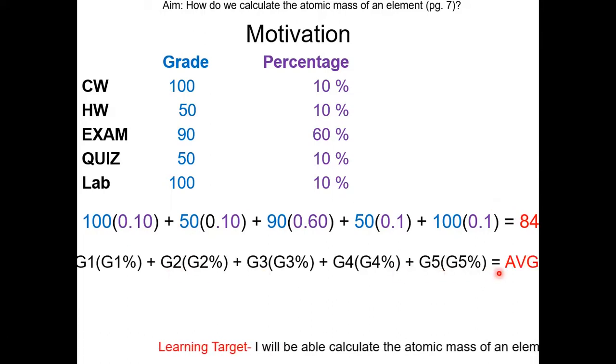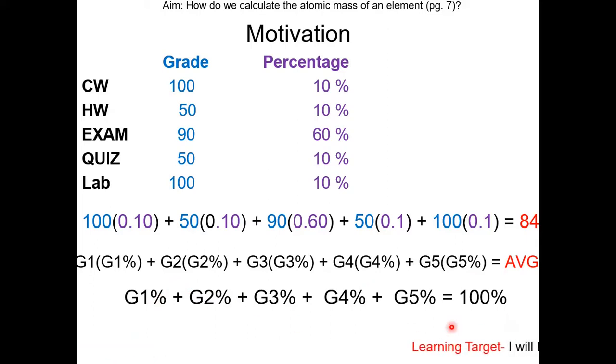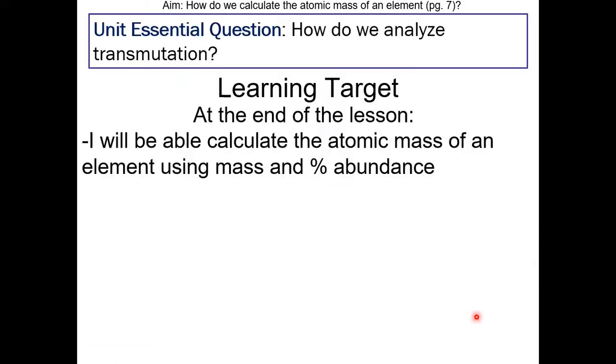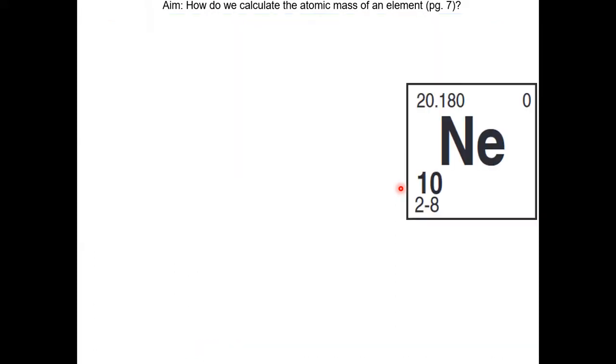Here's the equation. The percentages should add up to 100%. The atomic mass calculation will be similar to this. Learning target: at the end of the lesson, I'll be able to calculate the atomic mass of an element using mass and percent abundance. Homework B number 2, which will be a Junipod based off this lesson.